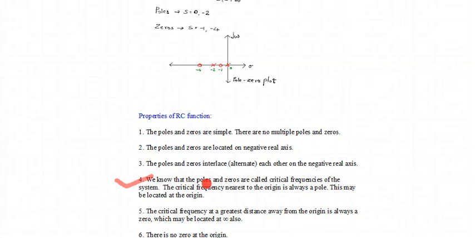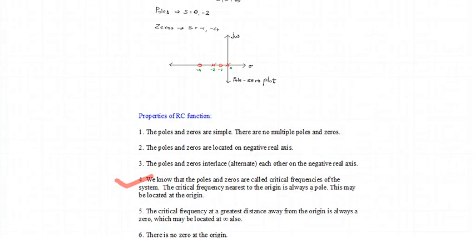What do you mean by critical frequency? It is the pole or zero which is closer to the origin, right? The poles and zeros are nothing but the frequencies, right? So which is the frequency which is closest to the origin? For this particular example, which is the one which is closer to origin or on the origin? It's the pole. You could see here, this is the pole which is closest to origin. For this particular example, this pole is on the origin itself, right? So in RC function, it is always the pole which is closest to the origin.